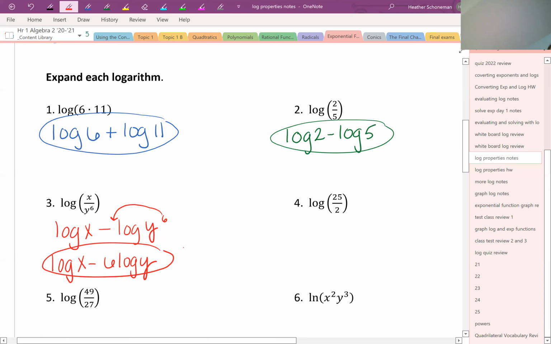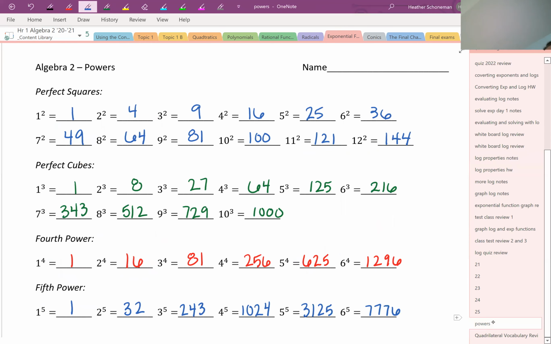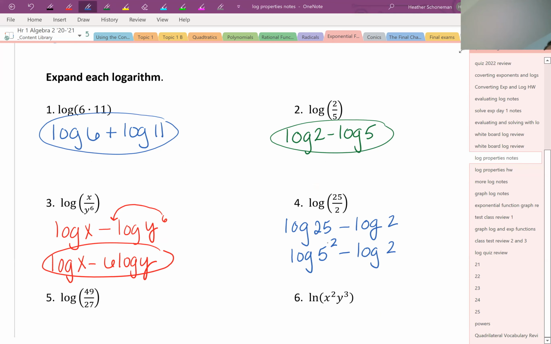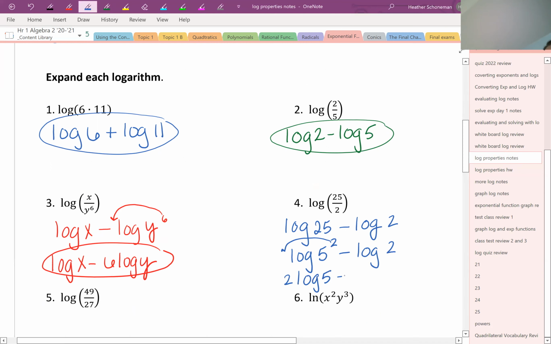All right, so let's see what happens on number 4. It's division, so now we know we can rewrite it as subtraction. So I have log 25 minus log 2. Now 2 I can't rewrite, but 25, I can rewrite that one. So this is really going to be log 5 squared minus log 2. And again, I'm looking at my powers list. See, 25 is on there as 5 squared. So I'm going to keep referring to that as we go through here. Now, I'm almost done. I've got to move that 2 out to the front. So our final answer is going to be 2 log 5 minus log 2.